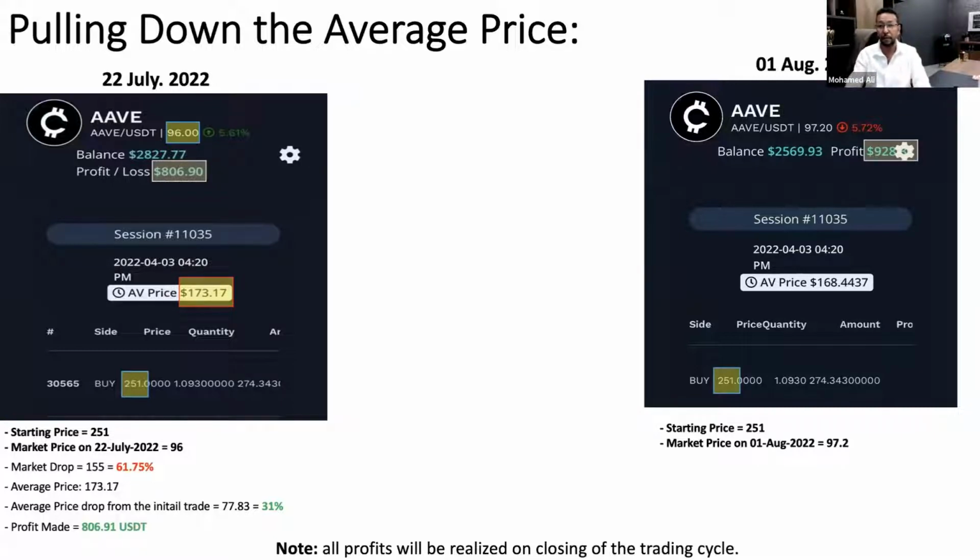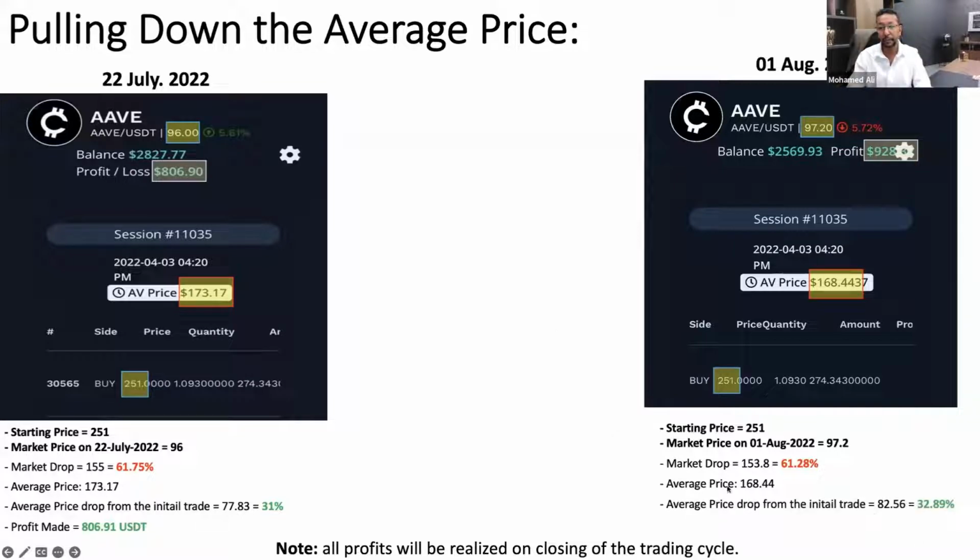So let's see how much profit it has created. Okay, the market price is 97, as you can see here. The market has dropped 61%, almost the same as before, comparing the initial price with the current market price. The average price has really moved down. Previously it was 173.17, right now it's 168. How did that happen? Because of the market movement, and 50% of the profit is used to pull that down. The profit right now has increased to 928.